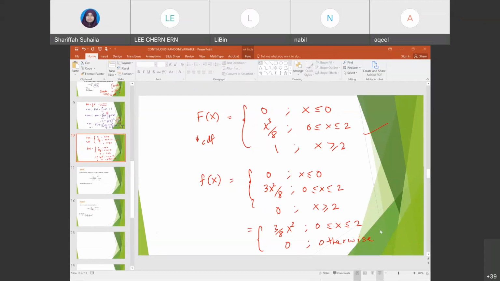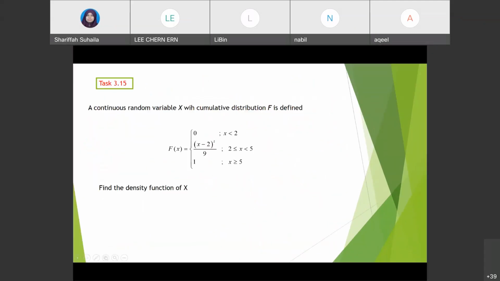Okay, kita tengok ini task 3.15. Simple je. Okay. So here we give you a continuous random variable, tapi kita dah bagi set-set dalam bentuk capital F. Okay, capital F dia, so x less than 2, 0. So from 2 up to 5, you get (x minus 2) square over 9. X greater or equal to 5, you get 1. So ni kita nak dapatkan density function je. So as I mentioned, the relationship tadi. Okay. So maksudnya kalau nak dapatkan density, kita akan differentiate your capital F. So that's mean you will differentiate your capital F x. Ini je lah. Kita ada 2(x minus 2) over 9.